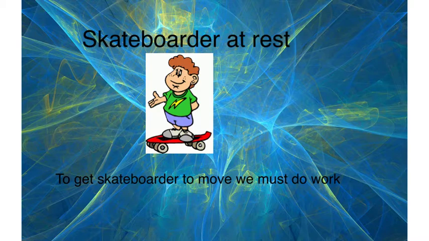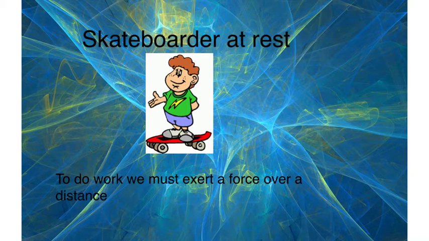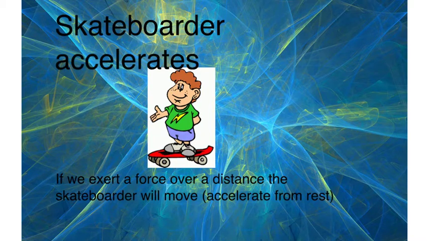Let's say we start out with a skateboarder at rest. In order to get the skateboarder to move, we must do work on the skateboarder. Because of inertia, he will tend to stay at rest, and in order to change that, we must do work on him. To do work, we must exert a force over a distance. If we exert a force over a distance, the skateboarder will move. He will accelerate from rest.